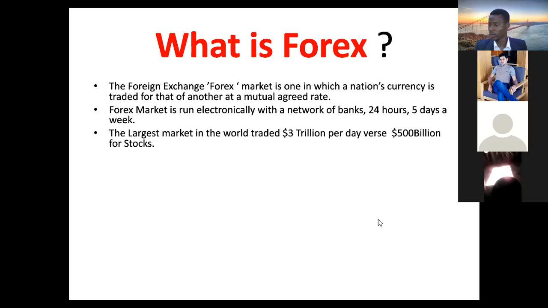Okay, so it's the largest market in the world, traded with $6.5 trillion per day, and it's meant to grow. It started with 3.6 trillion, but currently, if you check the volume of the Forex market now, it's close to $6.5 trillion. So there are lots of opportunities there. It is huge compared to any stock market of any country at all.